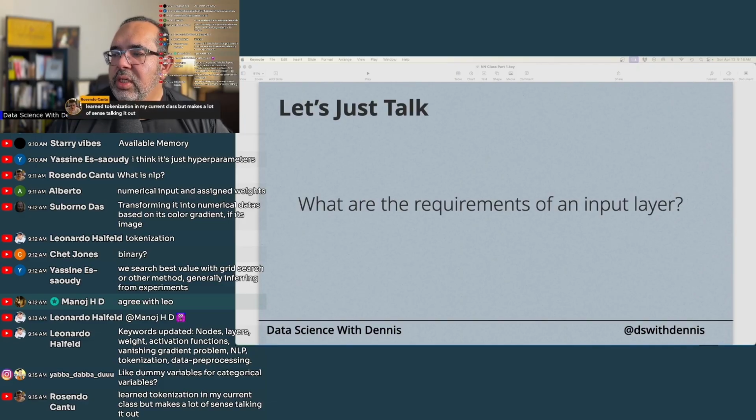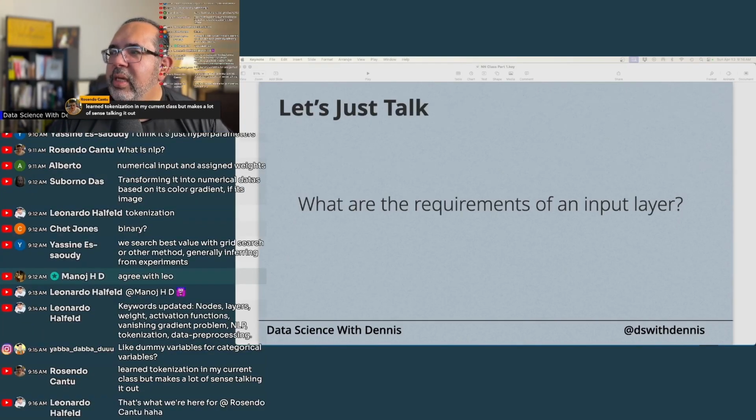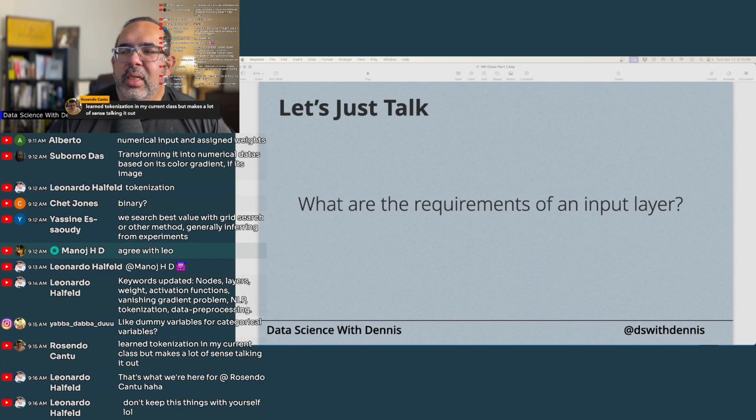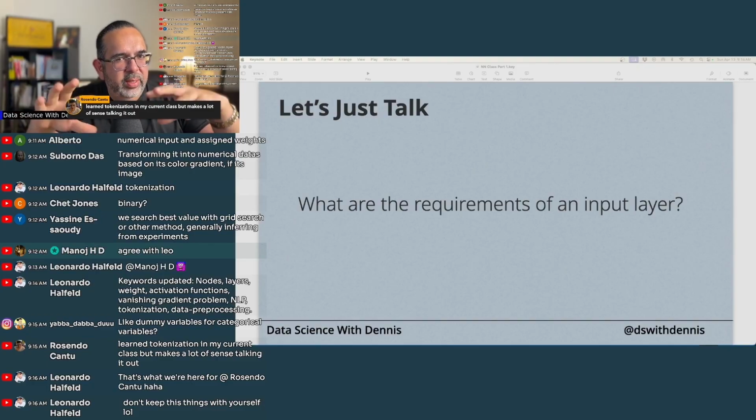Rosendo says, learned tokenization in my current class, but it makes a lot of sense talking it out. I appreciate that, Rosendo. Yeah, this is why I do these things, right? Because nobody else does this. Every neural network tutorial you're going to find on YouTube starts with, so open up your Python editor and let's talk about PyTorch. Well, that's stupid, right? Because that's not teaching you neural networks. So that's kind of why I want to do this in this session today. We're just talking things out, guys, right? And we're taking some of that mystery out too. Okay.